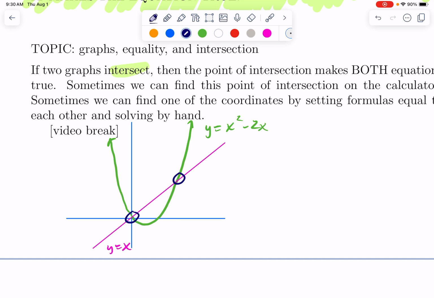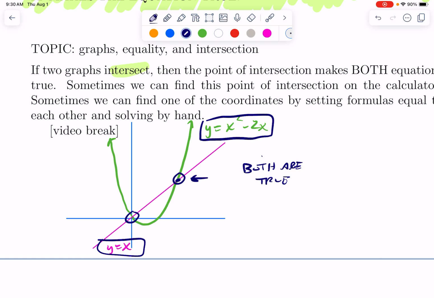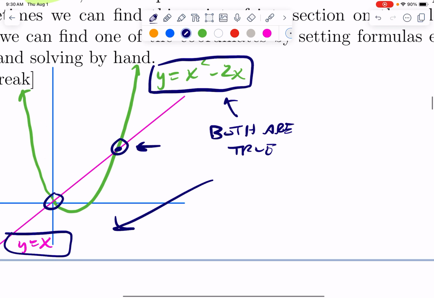Definitely know how to do this on your calculator, but you should also understand how to approach it by hand. At this point, this point right here is on both graphs. So it makes this true, and it makes this true. Both are true. At that point, not everywhere, but at the points of intersection, both of these equations are true.